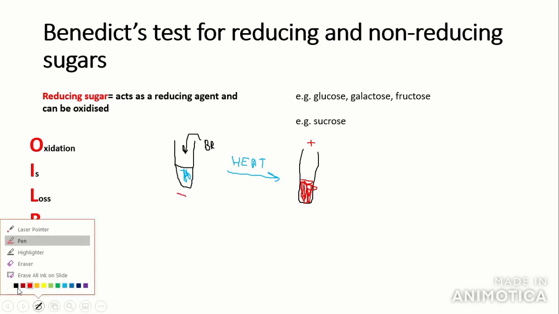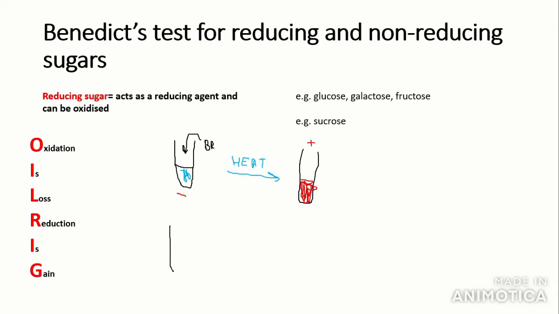Now you need to know how to test for non-reducing sugars. And what we do is you have your sample, and what we add in this time is hydrochloric acid. And now what we do is we don't just heat it, we boil it. The purpose of the boiling is to make sure that the non-reducing sugar that you're testing for is hydrolyzed. Now, after it's cooled, we need to add an alkali to neutralize the solution, as it is very acidic and the test wouldn't work if it was acidic.